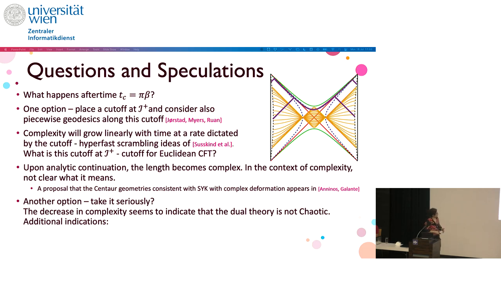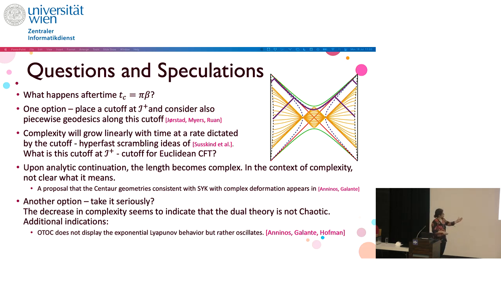But another option is just to take it seriously and essentially say that the decrease in complexity seems to indicate that the dual theory is in fact not chaotic. And that is not the only indication, in fact, that the dual theory to the centaur geometry is not chaotic. There are additional indications, in particular from the behavior of the out-of-time ordered correlation function, which oscillates rather than having some kind of exponential behavior, as well as some behavior of the quasi-normal modes in this space.